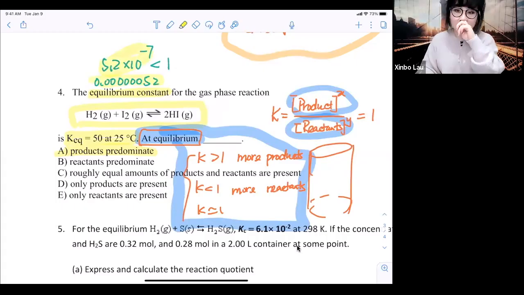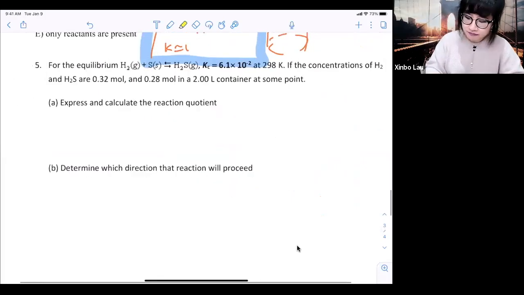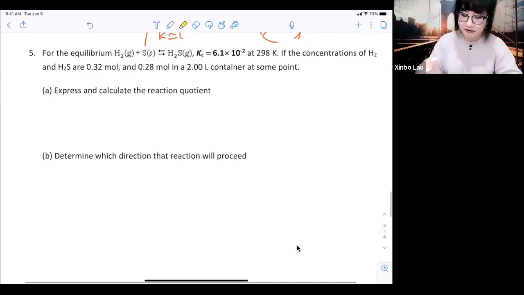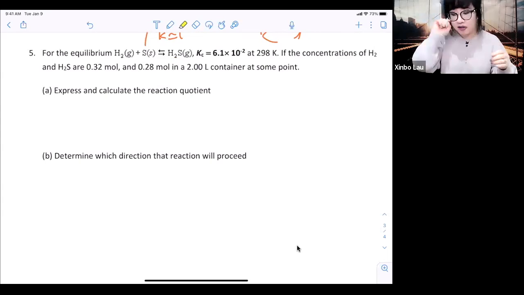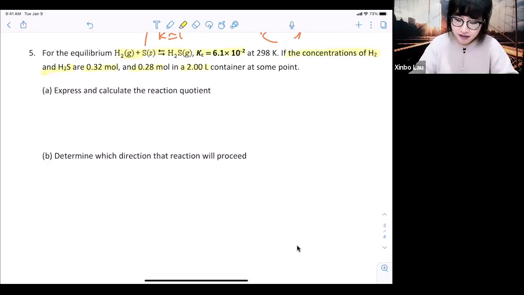Okay, so now you have this question, and now let's look at the last one, then you're ready to go. The last question I have, today I actually have 6 questions on your quiz. So the last one, I pretty much have 2 questions on Q, I have 1 question where you have to calculate Q and compare with K. But anyway, you will see. So now let's look at this question. You have this equilibrium, and you have the Kc value given, and you say the concentration of H2 and H2S is that many moles and that many moles in 2 liters. And then it asks you to express Q and calculate it, the reaction quotient.